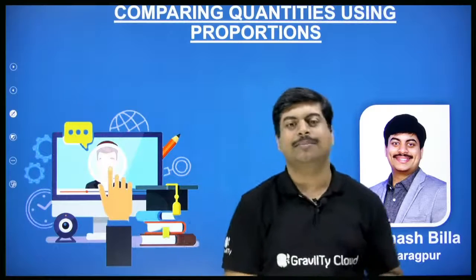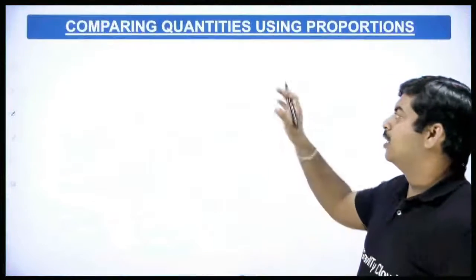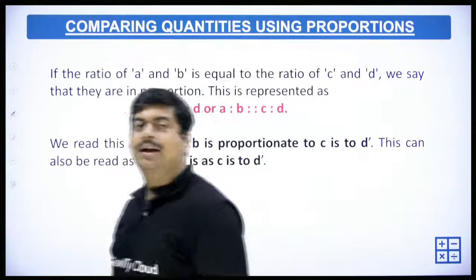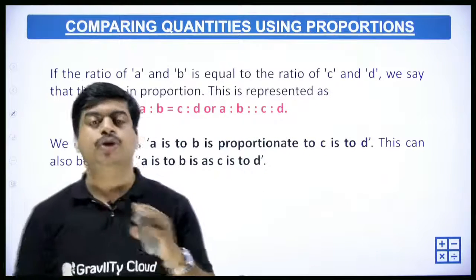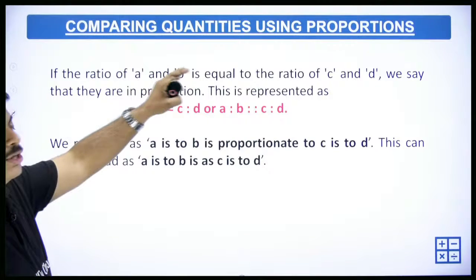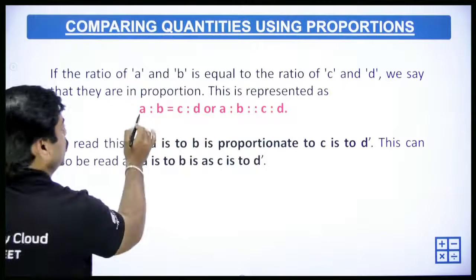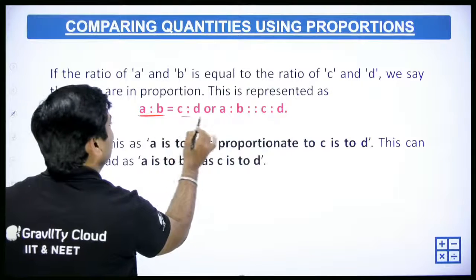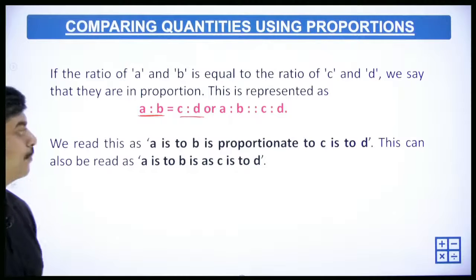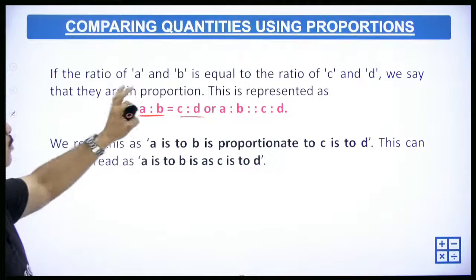Let's start today's session. The first thing we're going to discuss is the ratio, which we have already discussed in the earlier classes. We discussed proportion as well. If the ratio of A and B is equal to the ratio of C and D, we say that they are in proportion.